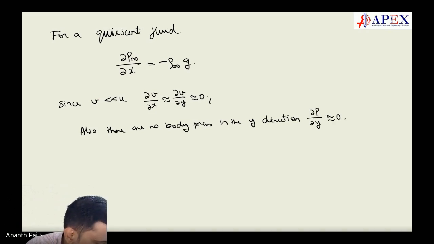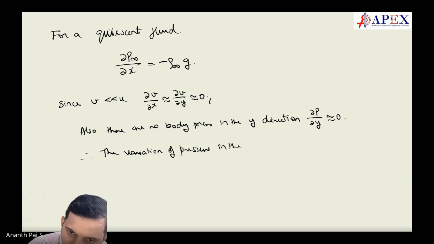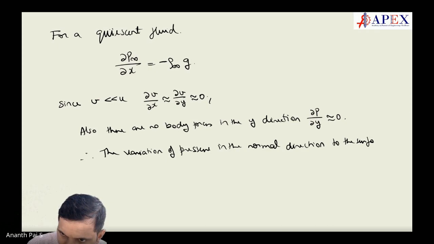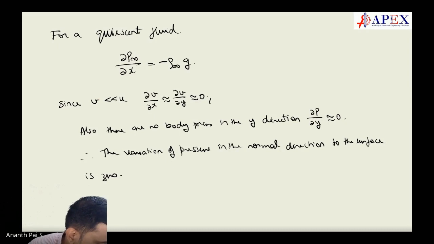Correct. So the variation of pressure in the normal direction to the surface is 0. Okay. Now, substituting.